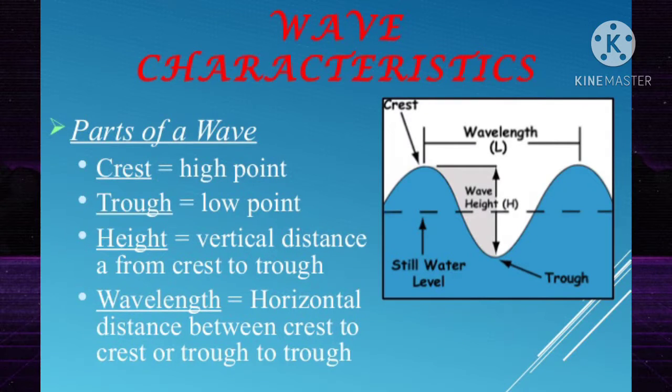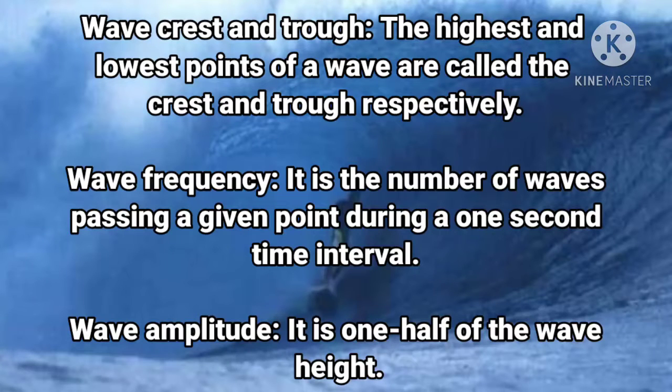So students, if we talk about the characteristics of the wave, crest and trough: the highest and lowest points of a wave are known as the crest and the trough. And the wave height is the vertical distance from the bottom of a trough to the top of a crest of a wave.